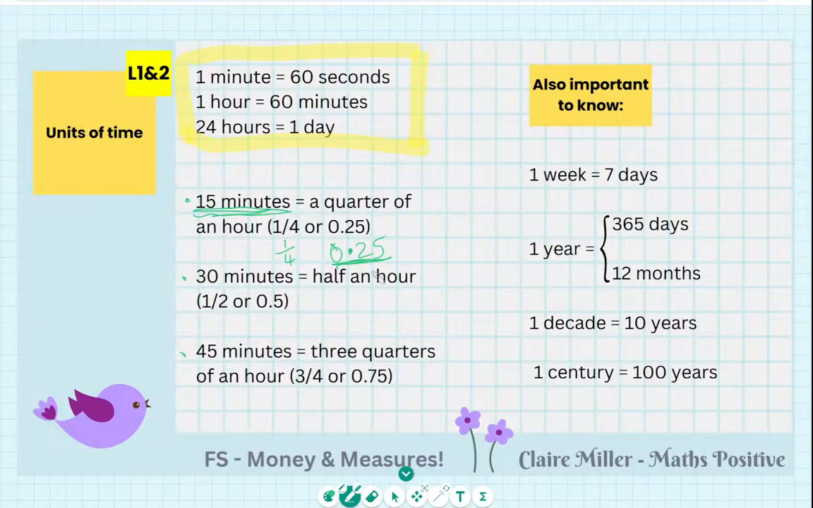So 30 minutes, half an hour. Again, you're probably aware of that. We could write that as a half like this, or 0.5, as we've talked about before. 45 minutes, that's 3/4 of an hour, which we could write like a fraction or like a decimal.